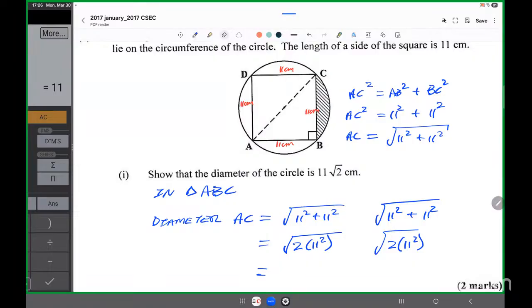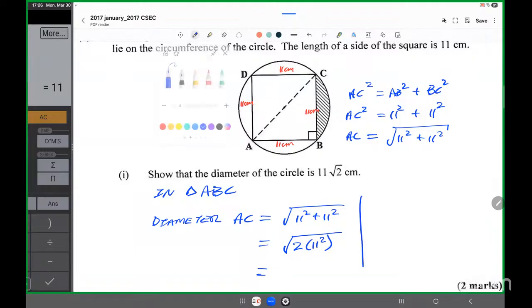Good. Then now, what maybe you don't know is that if you have the square root of a product, A times B, it's the same as the square root of A times the square root of B. Square root of a product, the square root of each factor multiplied together just the same. And that's all I'm doing. I'm splitting this up. I'm treating this like one value, A, and treating the 11 squared as B.